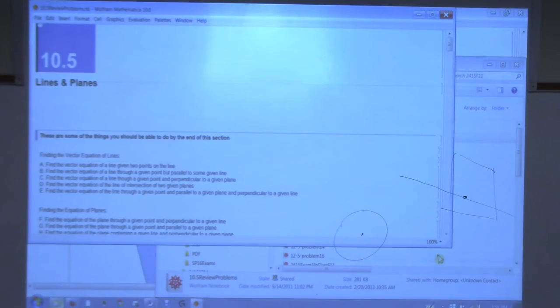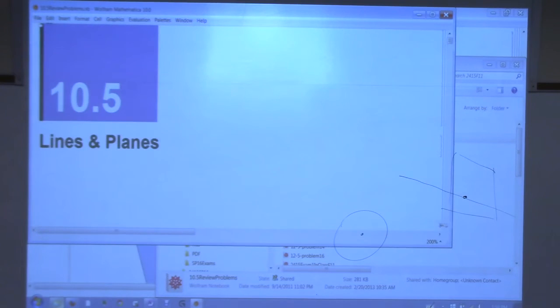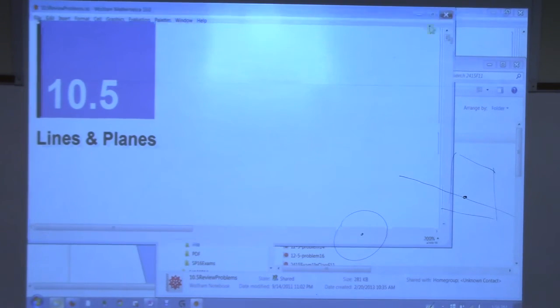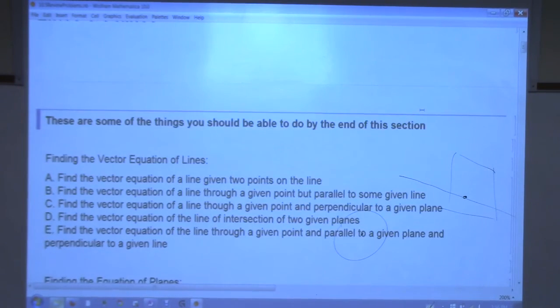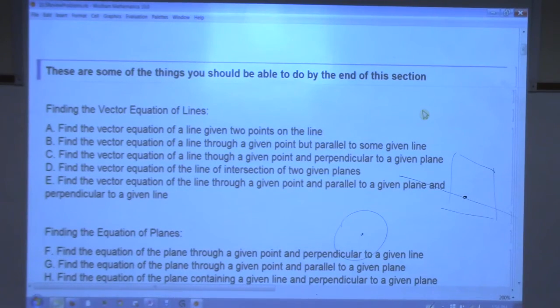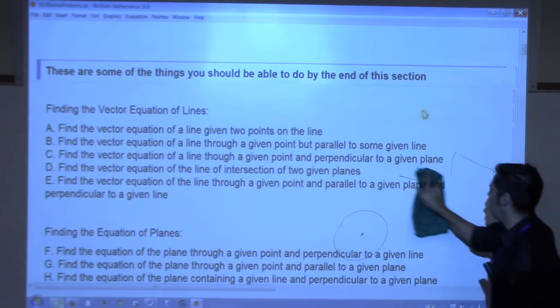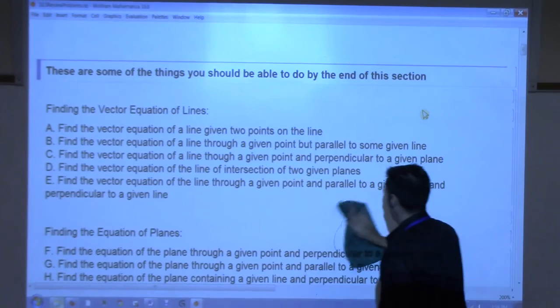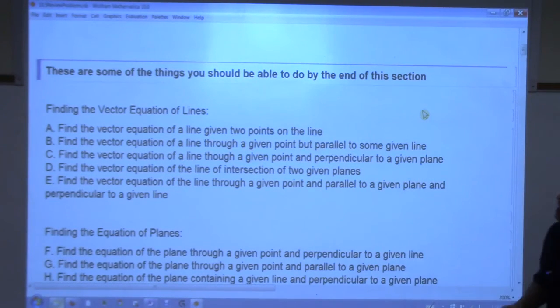I used to give this to my Cal 3 class. I'm not going to do this, but if you're interested in something to work on, it would take many, many hours to do. These are the things that all students should be able to do after this section.